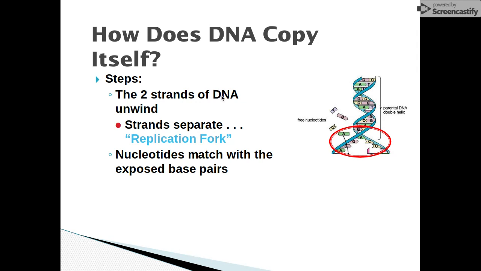Okay. So looking at these steps, we have to unwind this DNA. We have to open that up, and this area where it separates is a replication fork. This is done by DNA helicase, an enzyme.